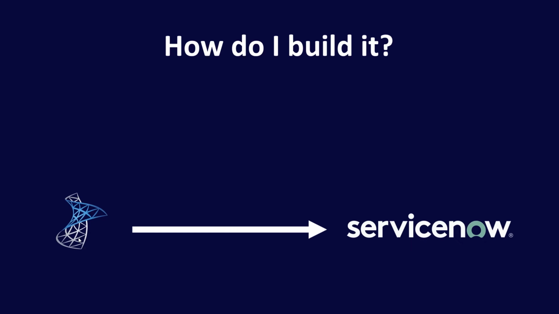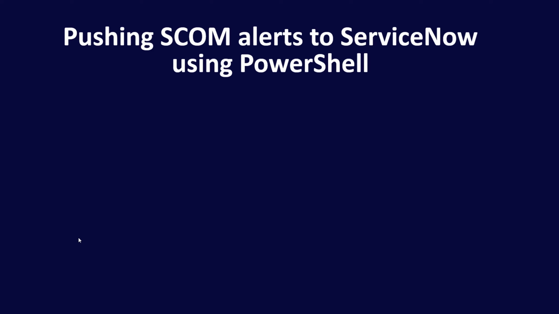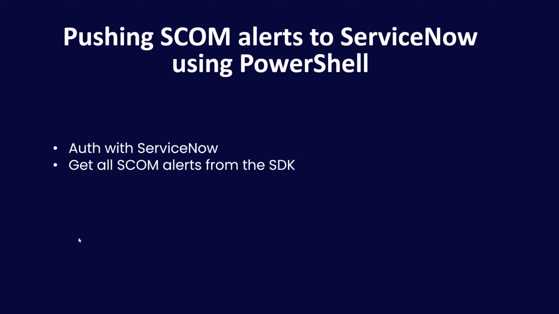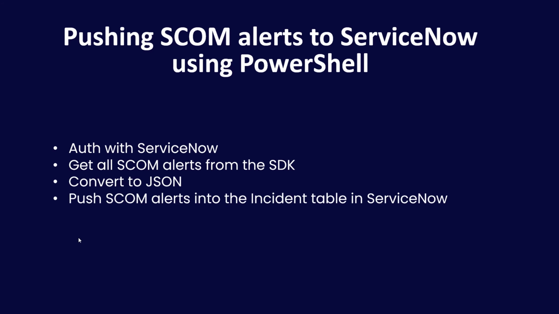What this looks like in practice is a good old-fashioned PowerShell script in between SCOM and ServiceNow to do all the heavy lifting for us. And that's what we're going to do. A few pieces are involved in doing this. To start with, we need to authenticate with ServiceNow from SCOM. We need to get all of our SCOM alerts from the SDK itself, which we will then convert into the JSON format, because ServiceNow is expecting them in that format. We're going to be pushing these alerts directly into the incident table in ServiceNow, all via PowerShell.